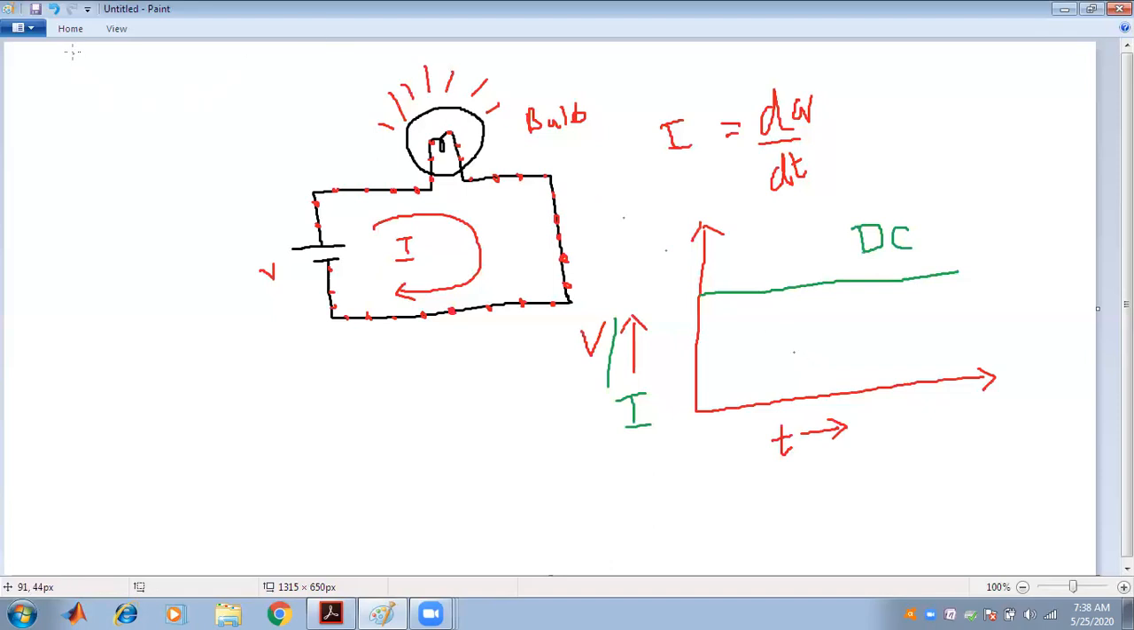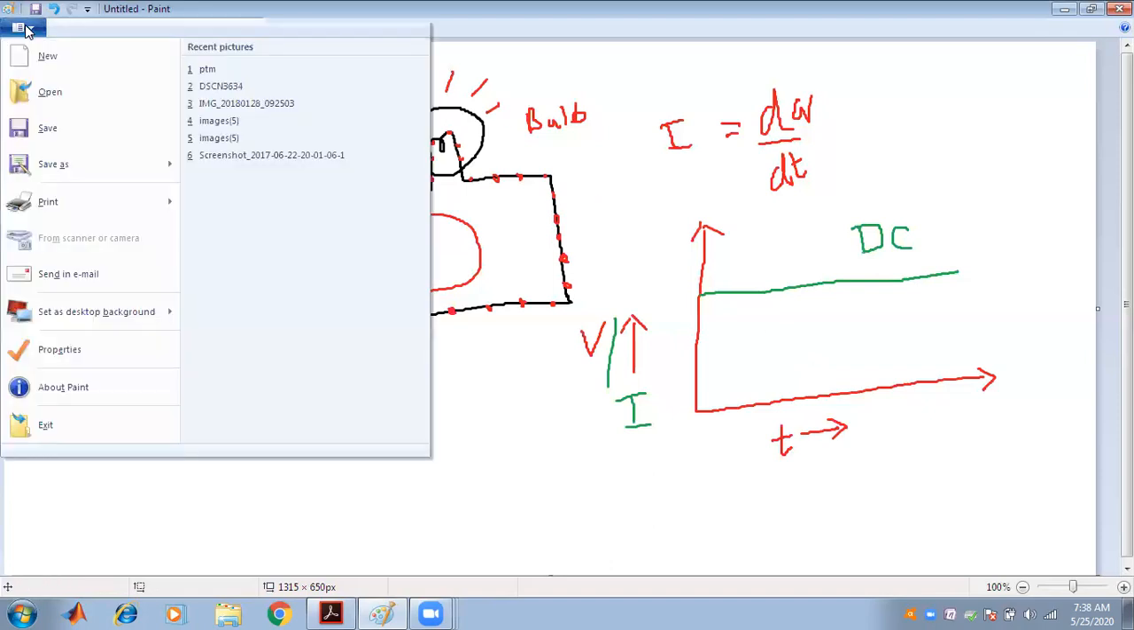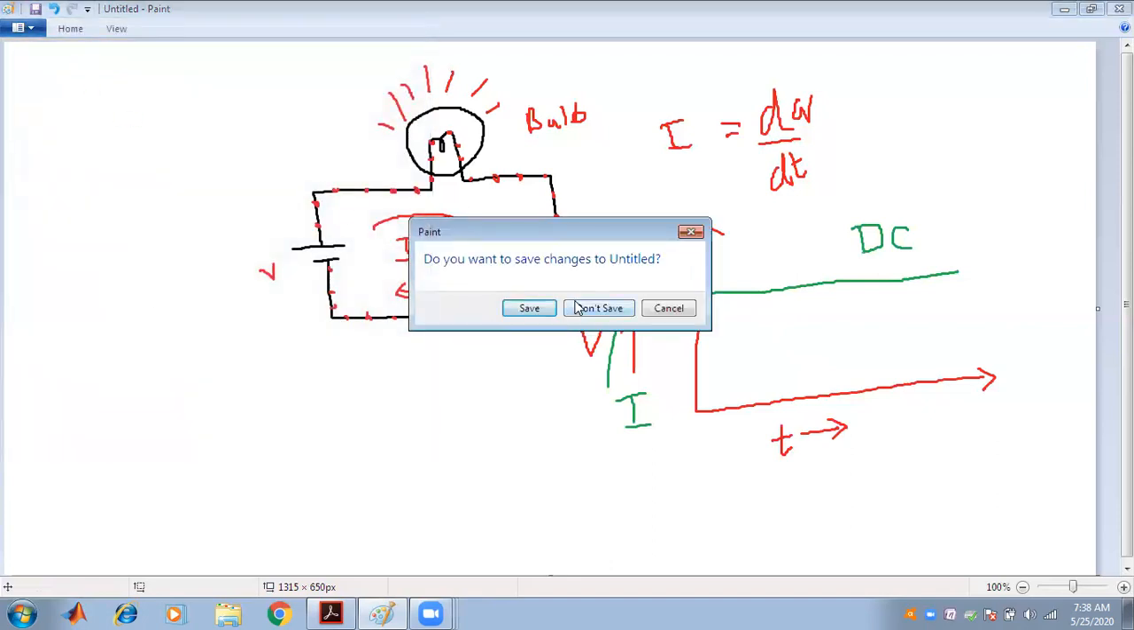So let us take another topic, Ohm's law. We all know about Ohm's law. Let us memorize it.